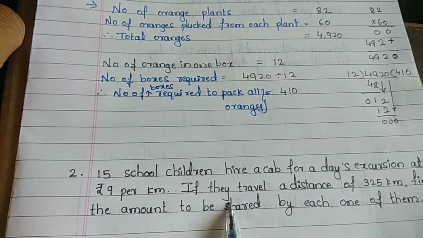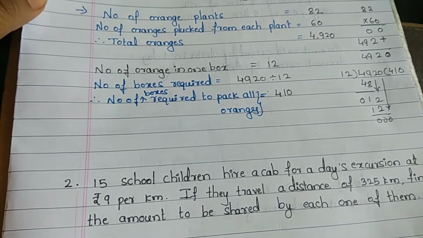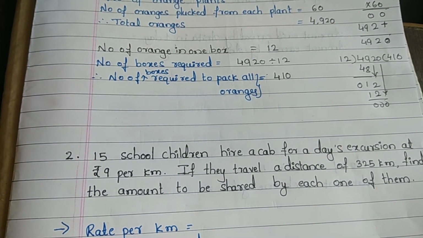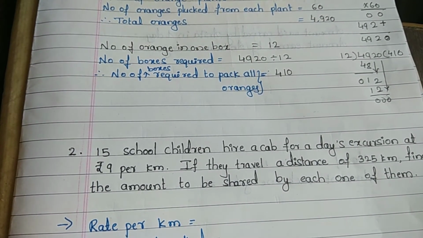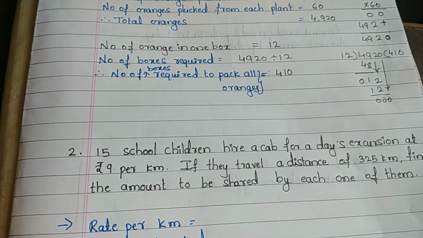9. Then what we should find out, if the children travel 325 kilometers, means we should find out the amount to be shared by each one of them. Okay, first you should find out the cost of traveling, afterwards we'll get how much each one gets.